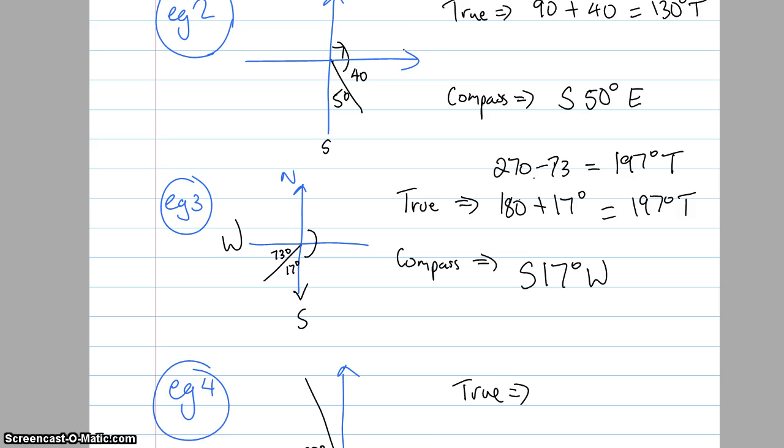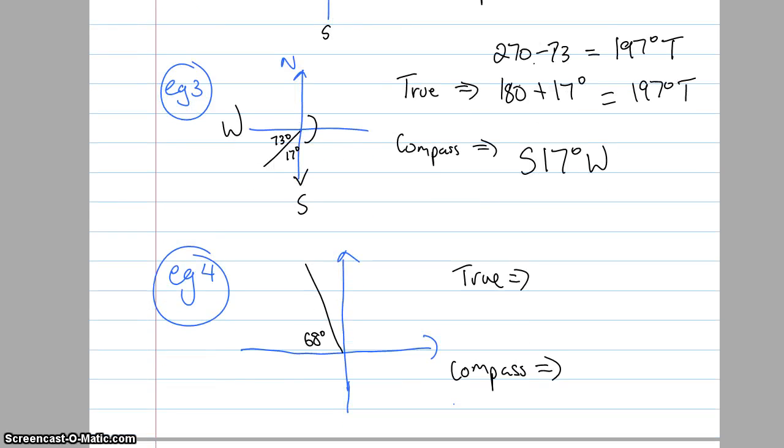Now I'm going to look at question 4, the last question. Again, I want to know the true bearing. So I go from north up here all the way around until I get to the line. That's 90, 180, 270, and then 68. So 270 plus 68 ends up being 338 degrees true.